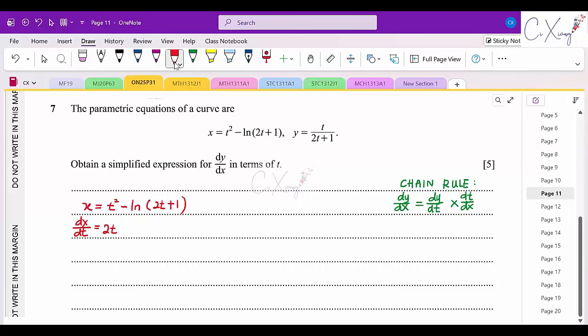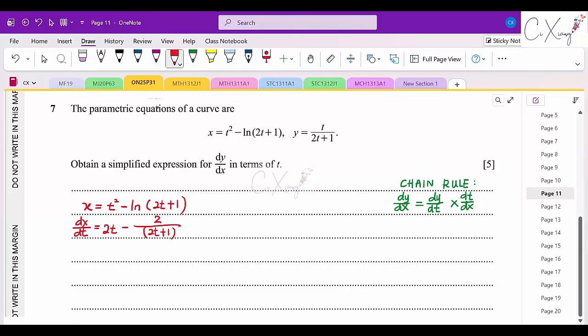How are we going to differentiate ln of 2t plus 1? The process of differentiating ln is that you bring the whole bracket inside the ln down to become the denominator, so you have something over 2t plus 1. After that, differentiate the whole bracket, 2t plus 1. What do you get? You have a 2. So this is my dx dt.